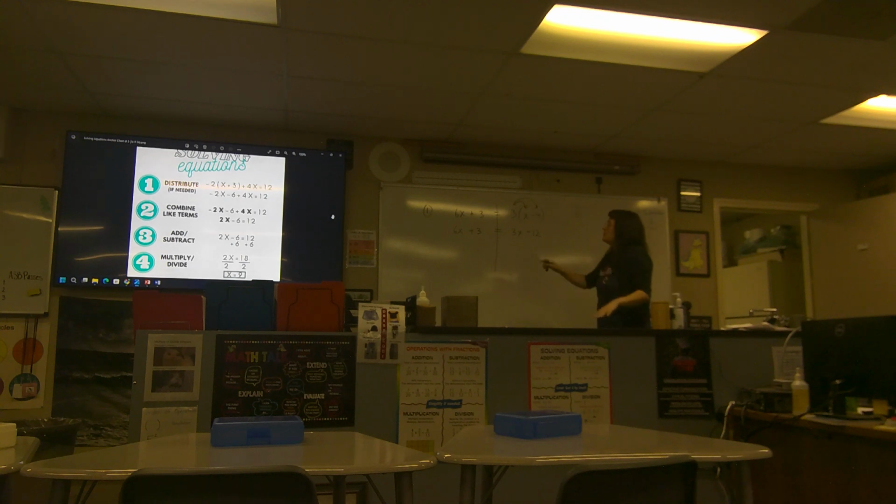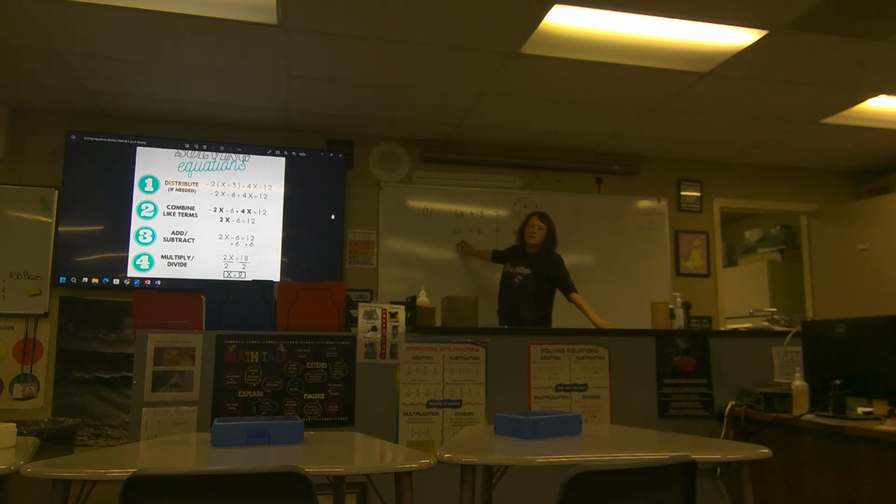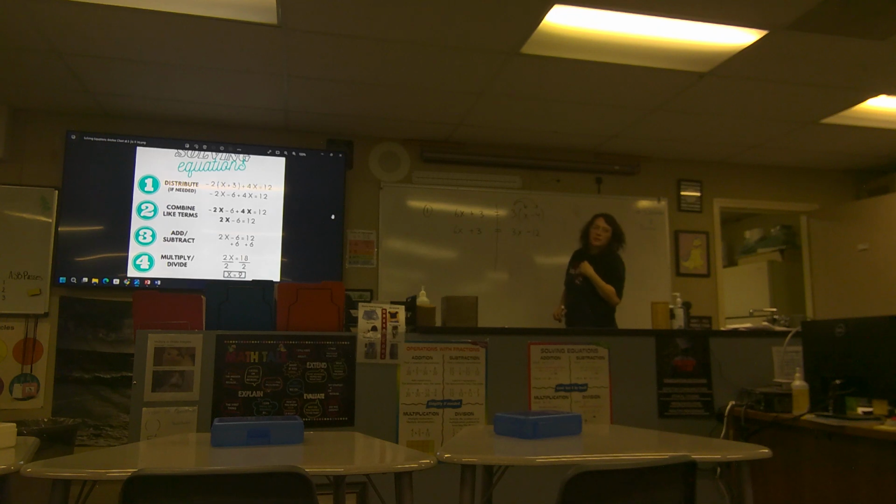You just combine your like terms. But an equation has an equal sign, and we can only combine like terms on each side. So like terms on this side I can combine, and then like terms on this side I can combine, but I can't combine across the equal sign, okay? So let's take a look at this example on number 1.